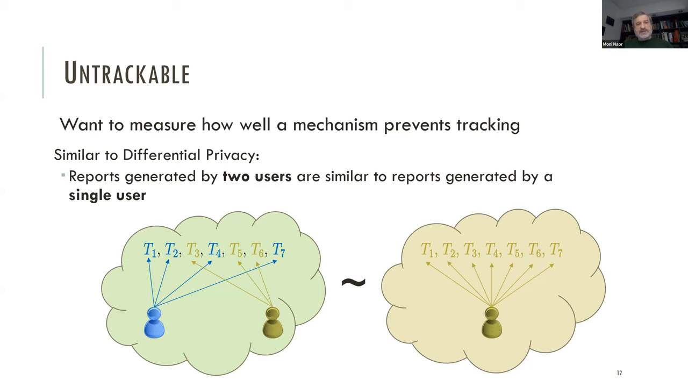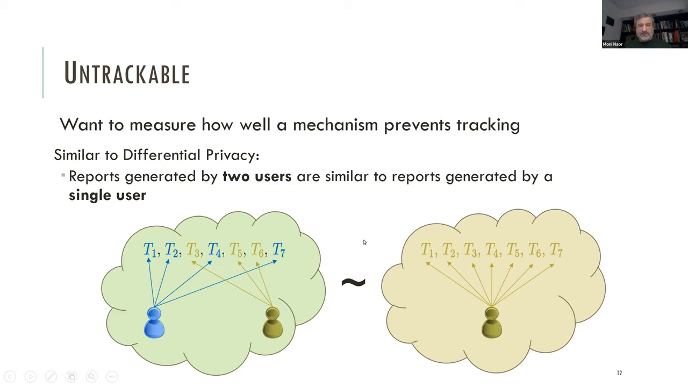Okay, and now what is untrackable? When do we say that a mechanism is untrackable, that it prevents tracking? Our definition is definitely inspired by differential privacy. The reports generated by two users are similar to reports generated by a single user. If you have these two scenarios, either the reports come from blue and green users that have the same information, or they come from one user, everyone is green, these two cases should be indistinguishable. You shouldn't be able to tell whether you're on the left or on the right.